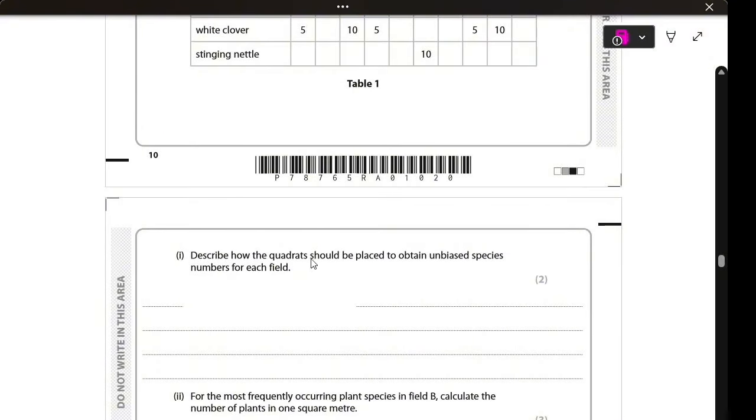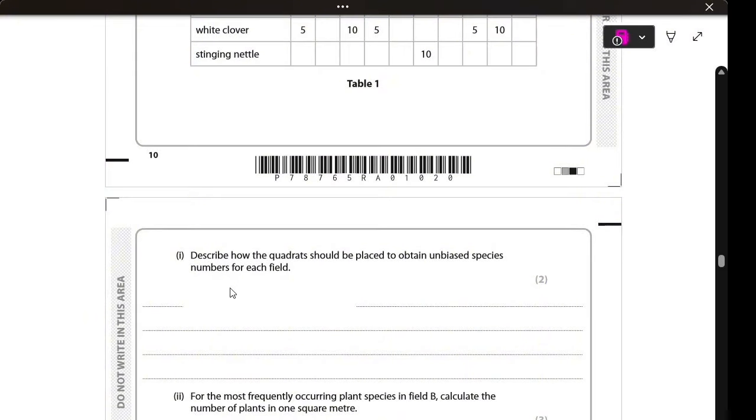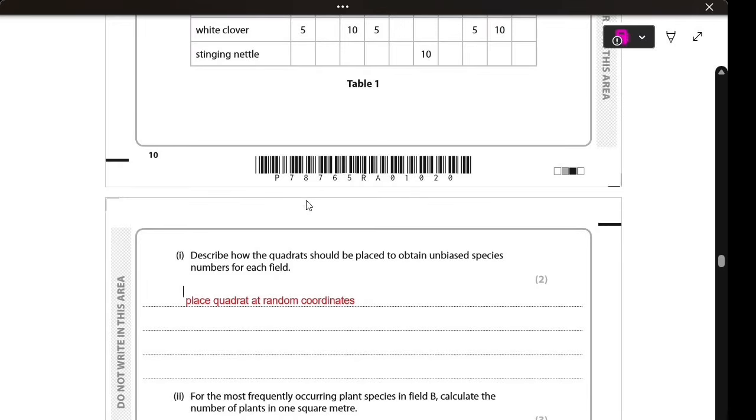Describe how the quadrat should be used to obtain unbiased species numbers for each field. We have to place the quadrat at random coordinates so we receive an unbiased result. We do not have any favorite spot to place it in. So we will place it at random coordinates to get the unbiased result.